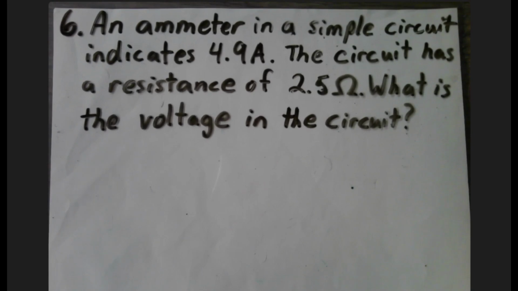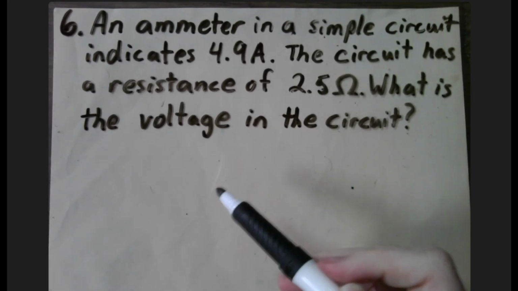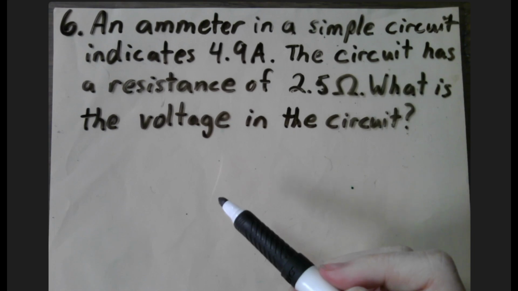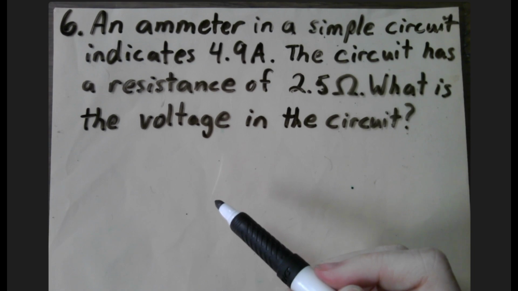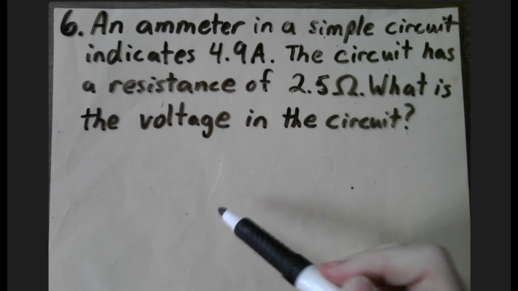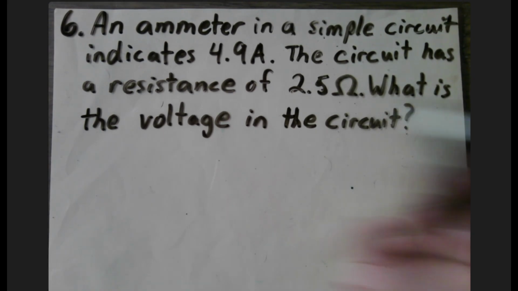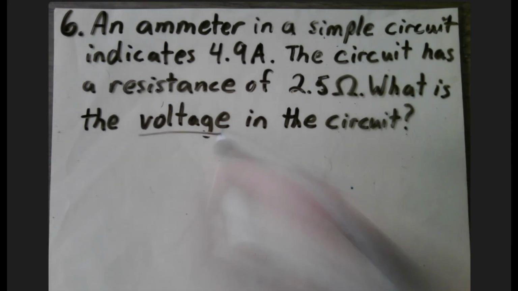All right. An ammeter in a simple circuit indicates 4.9 amperes. The circuit has a resistance of 2.5 ohms. What is the voltage in the circuit? Well, let's take a look. What are we looking for? We're looking for voltage.